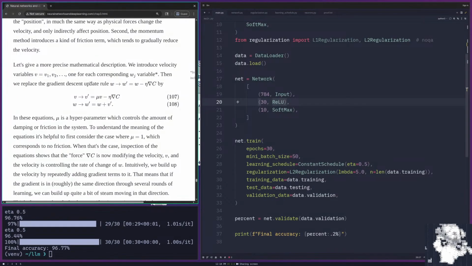Then we replace the gradient descent update rule, w goes to w prime equals w minus eta grad c, by v goes to v prime equals mu, or nu? How do you pronounce this? Is this mu?